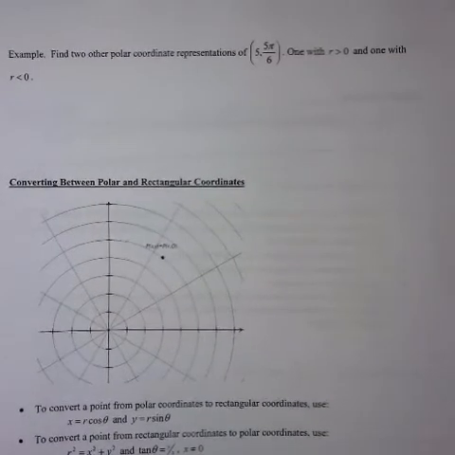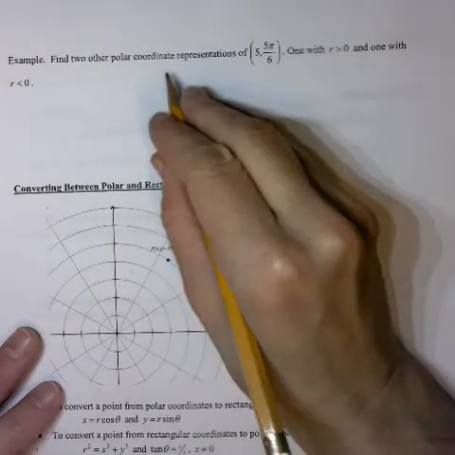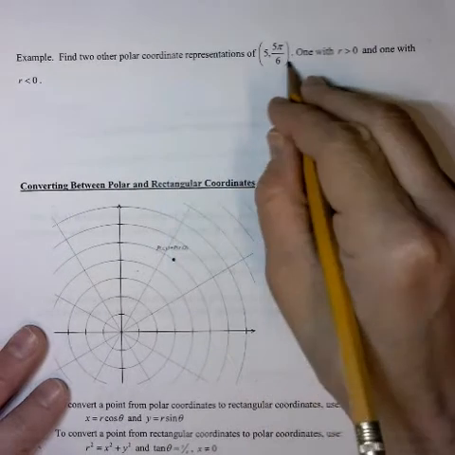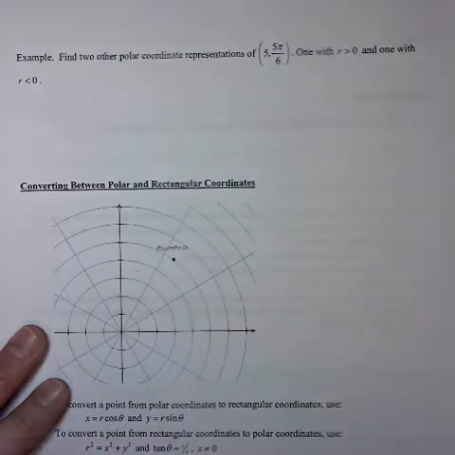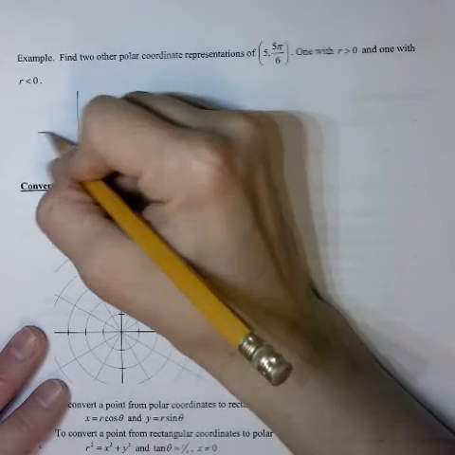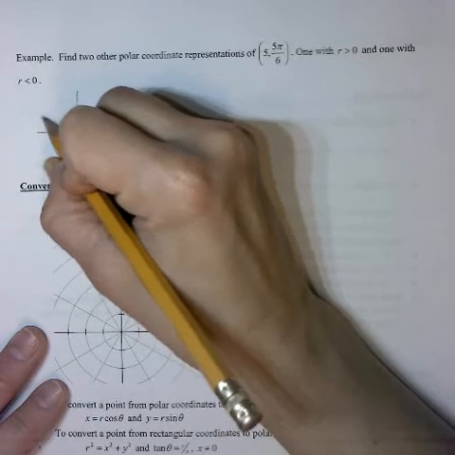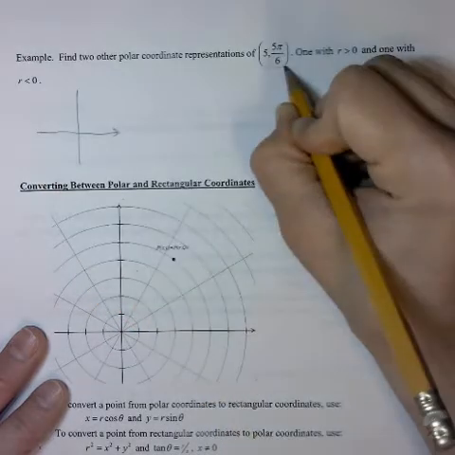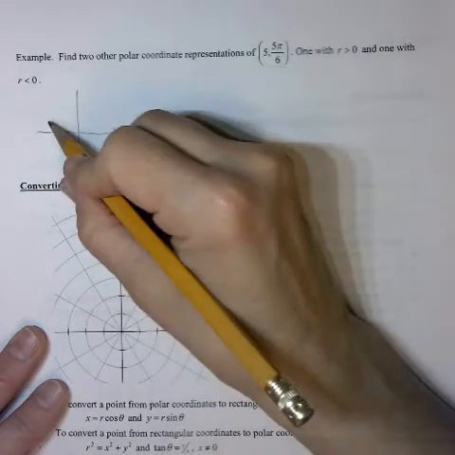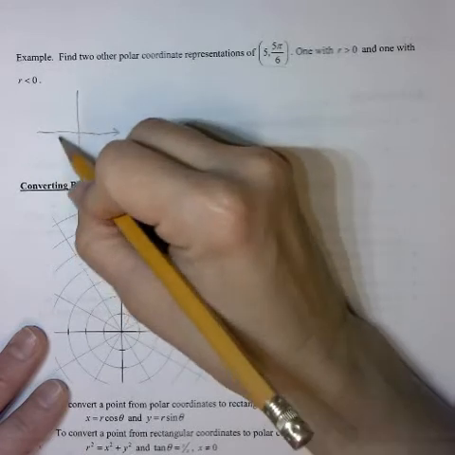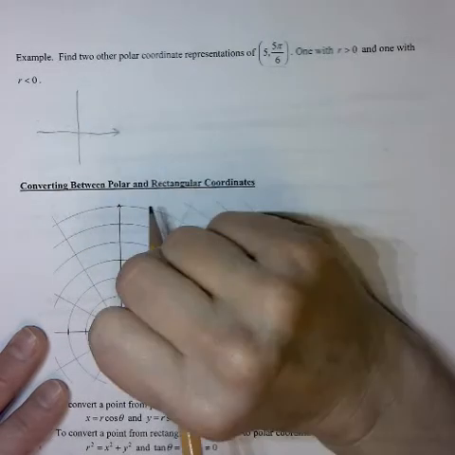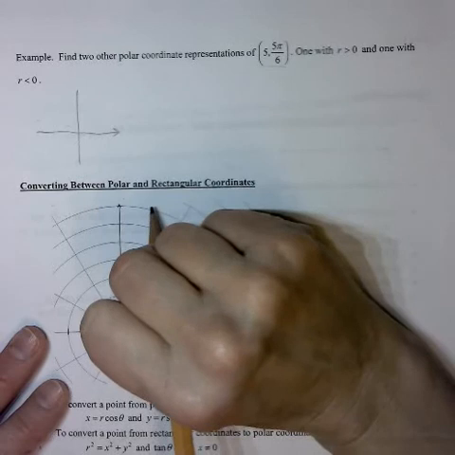This one says find two other polar coordinate representations of (5, 5 pi over 6). I don't have the coordinate system here, but 5 pi over 6 would be here. So we could just go out 5, right? That's the point we're talking about. But we could also go (-5, 11 pi over 6) as one possibility.